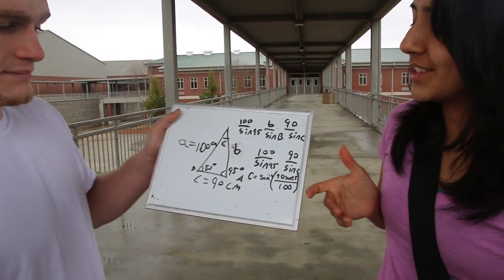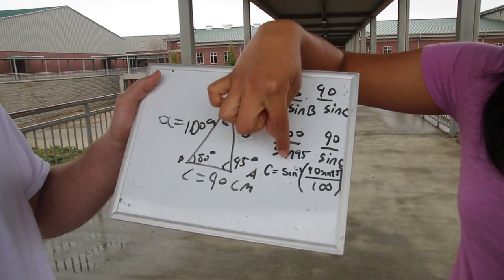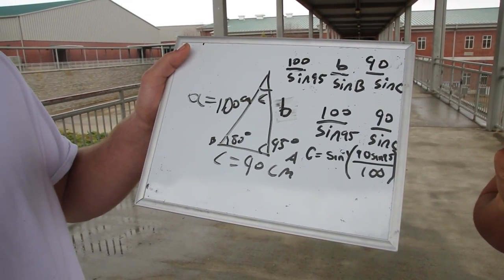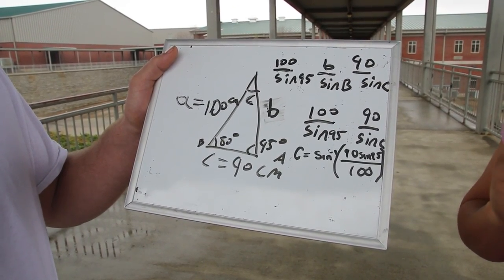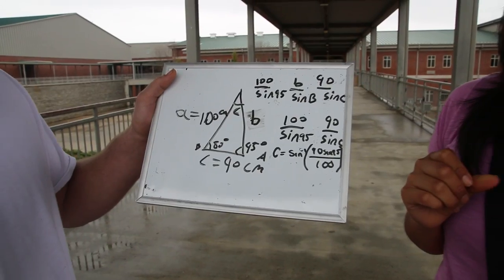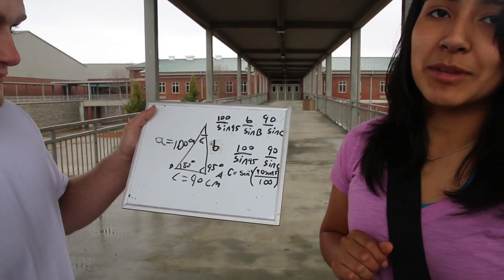So this is how we plugged it into the calculator. Angle C would be set up as inverse sine, sine negative 1, parentheses, 90 times sine 95 divided by 100, end parentheses. And our final answer was approximately 64 degrees.